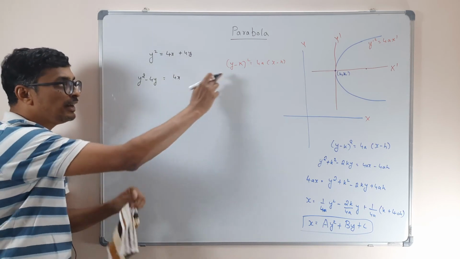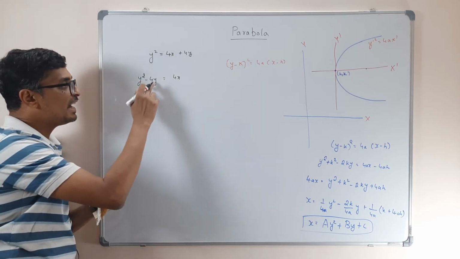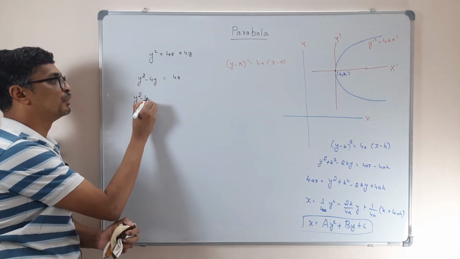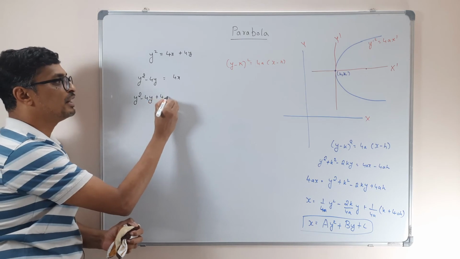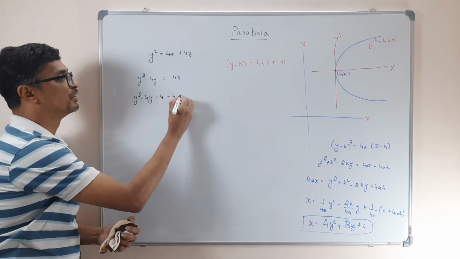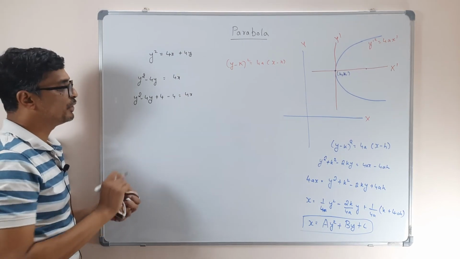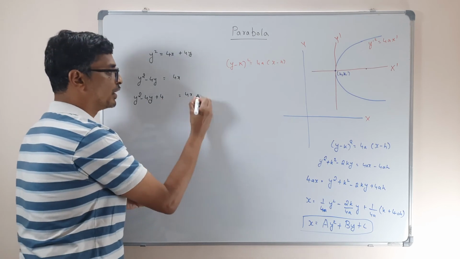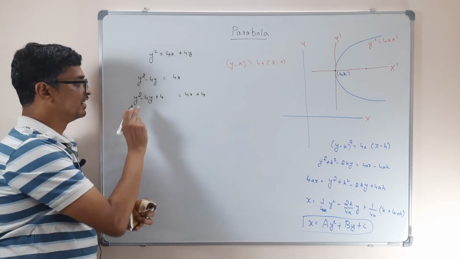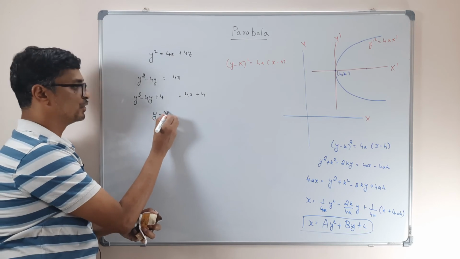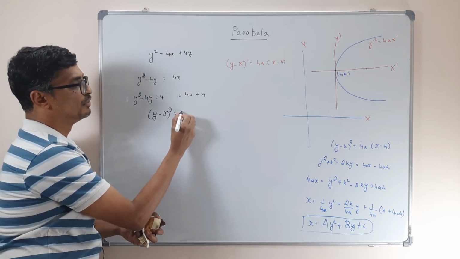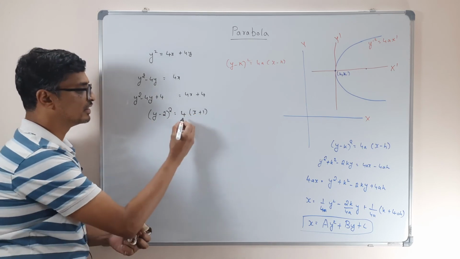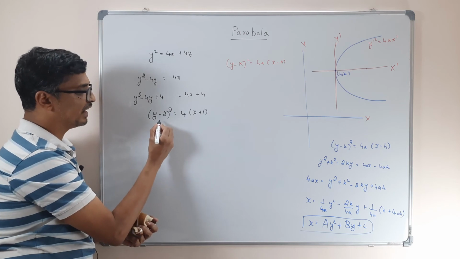So now you want to write it in this form. Am I right? Can I add any number and subtract any number? y square minus 4y plus 4 minus 4 will be equal to 4x. Correct? So what am I going to do? I am going to take this plus 4 here, so it becomes minus 4 here. It becomes plus 4. So this will be y minus 2 whole square. Very good. So this is going to be 4 into x plus 1. Am I right?